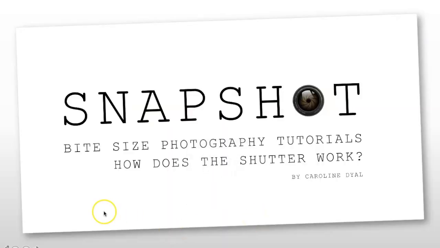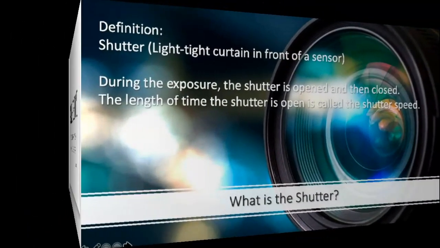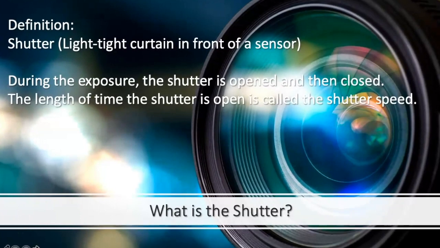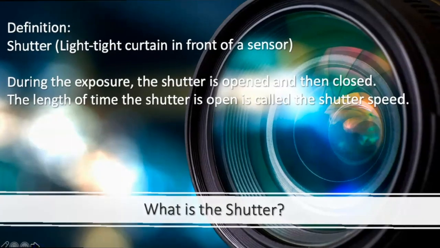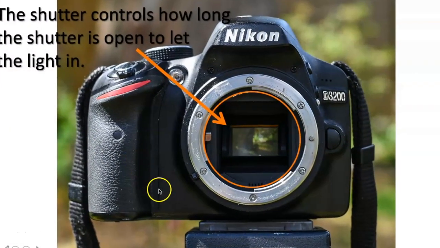So how does the shutter work? So the shutter itself is like a light tight curtain that sits in front of the sensor of the camera. So during the exposure, the shutter is opened when you press the shutter release button, and then depending what speed you set that at, then it closes. So the length of the time the shutter is opened is called the shutter speed. So the shutter controls how long the shutter is open to let the light in.